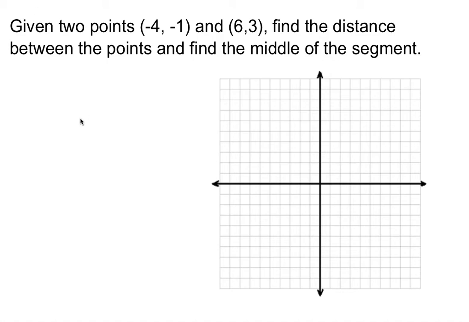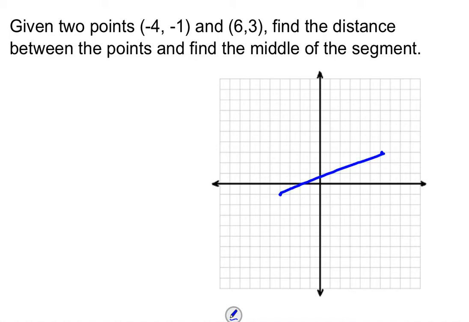So given 2 points, (-4, -1) and (6, 3), find the distance between the points and find the middle of the segment. So let's go ahead and graph this out. These nice ordered pairs here, (-4, -1), and then (6, 3). And then I'm just going to connect those dots so you can actually see the line.